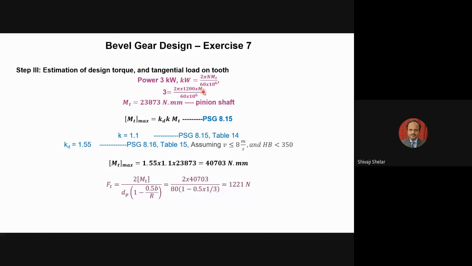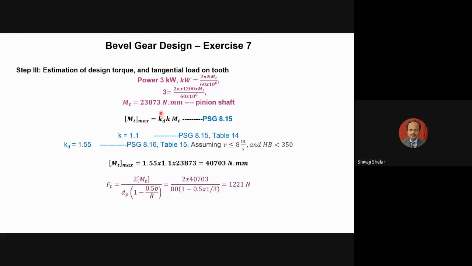That is the torque available on the pinion shaft. So this rated torque comes out to be 23,873 Newton millimeter. When you do this calculation with the help of a calculator, this value is coming as 23.87. Now this value we are not using in the calculation.